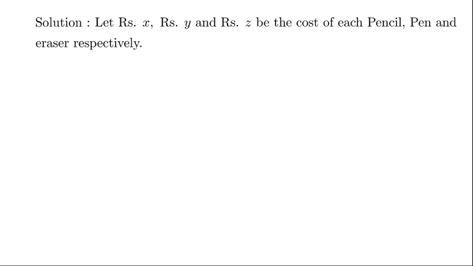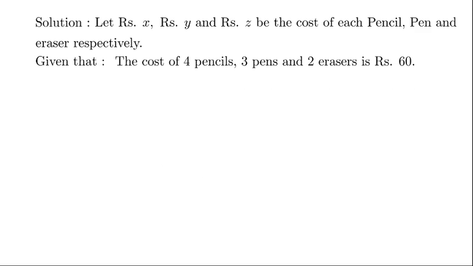First let us start with the assumption the cost of each pencil, pen and eraser as rupees x, rupees y and rupees z respectively. And what we are given is the cost of 4 pencils, 3 pens and 2 erasers is rupees 60. That means 4x plus 3y plus 2z equals 60.